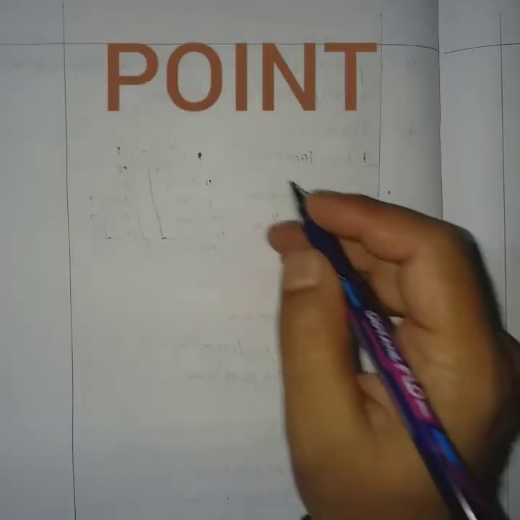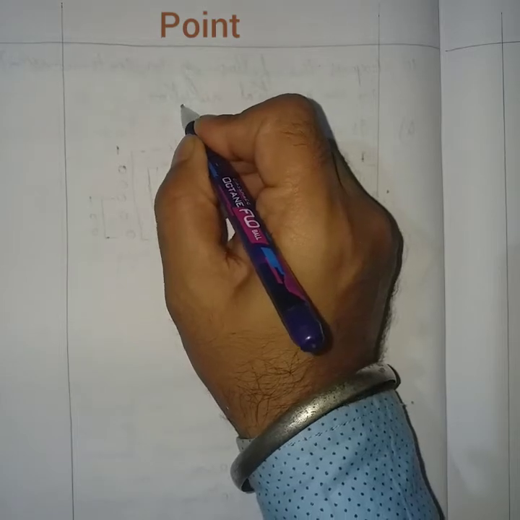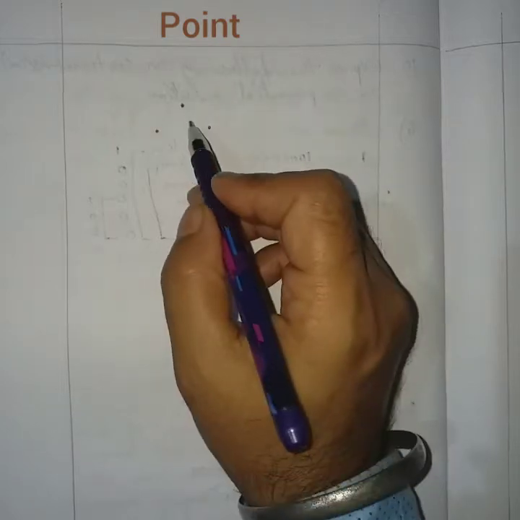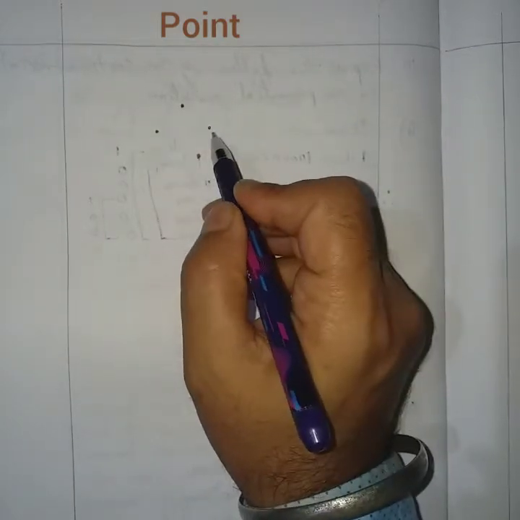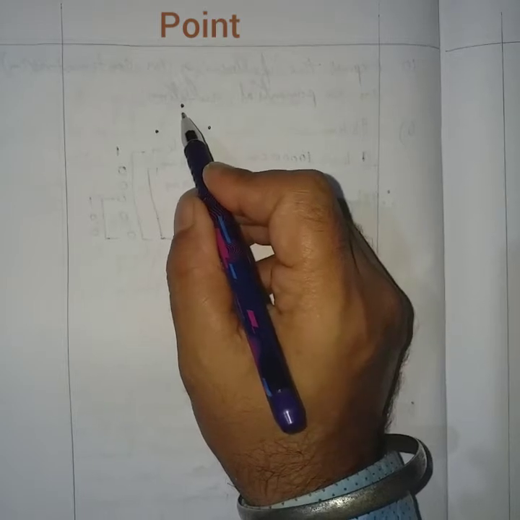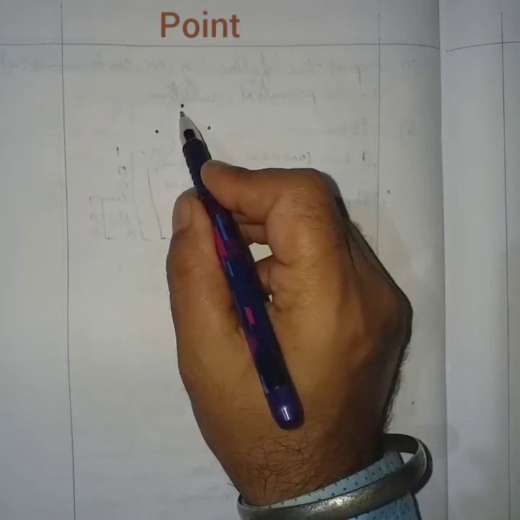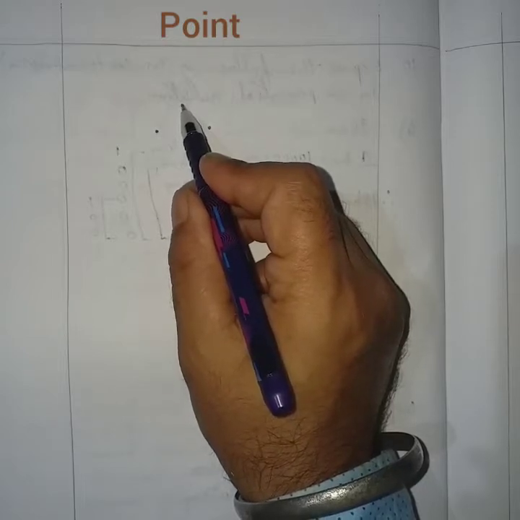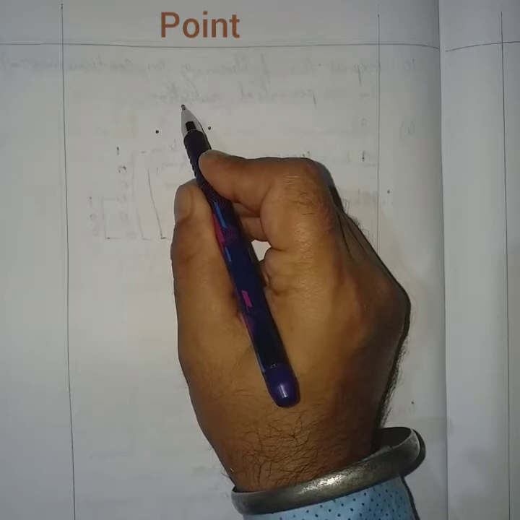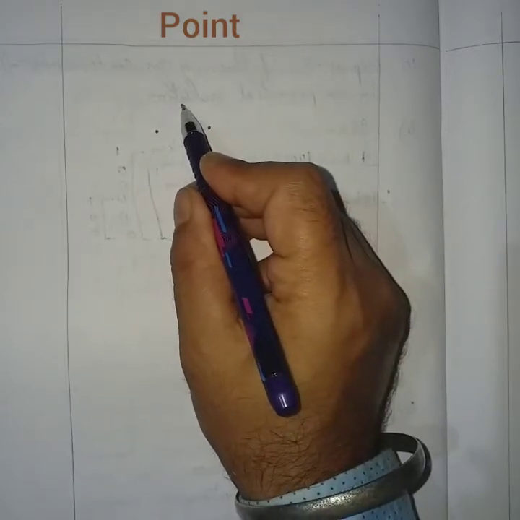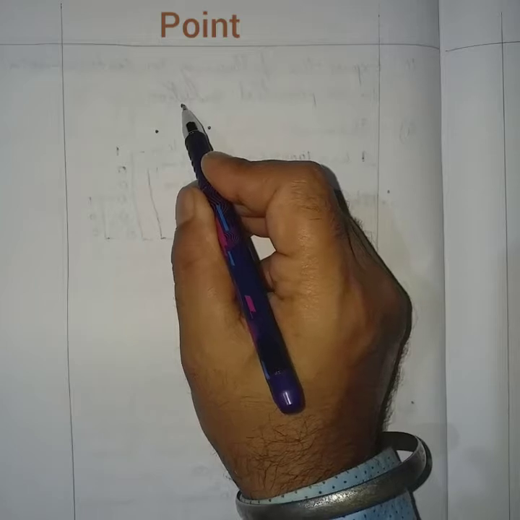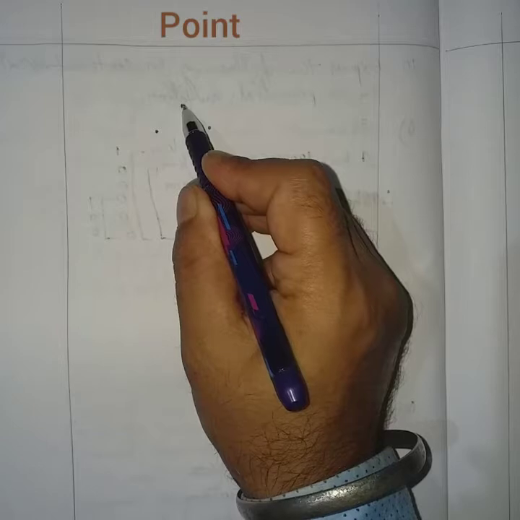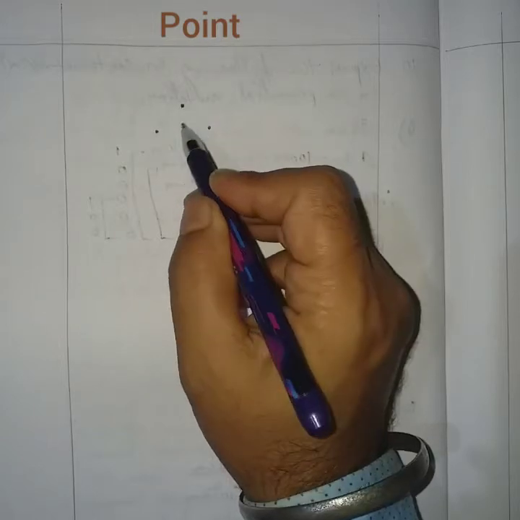So here you can see these dots. In common language we call these all dots, but in geometry we call them points. A point is a mark of an exact location. When we make a mark here, that means we are making a point here, and exactly here only we have done it, so it represents an exact location. These all are points.